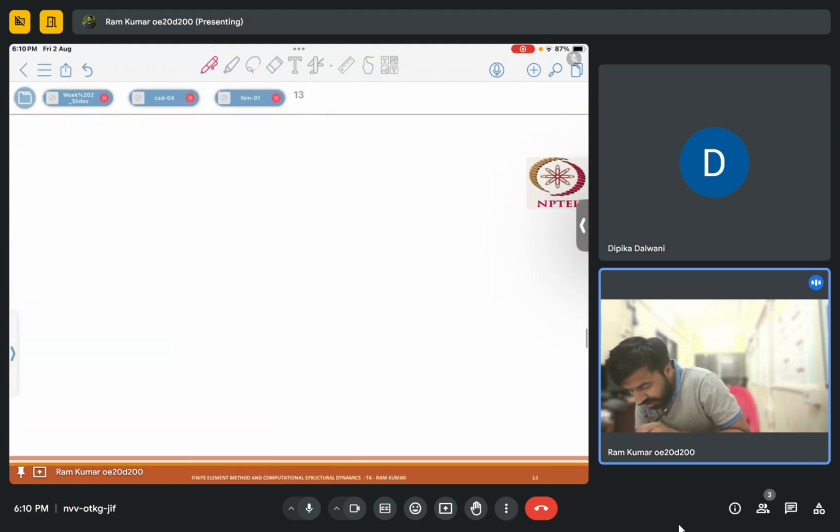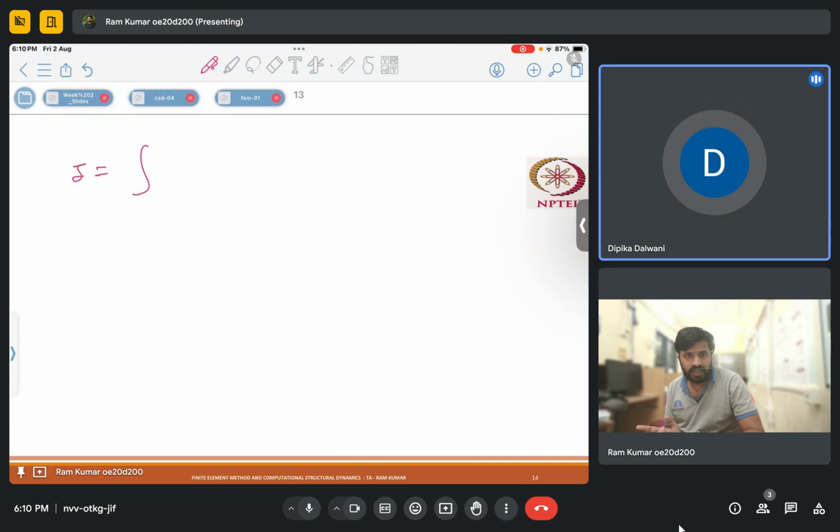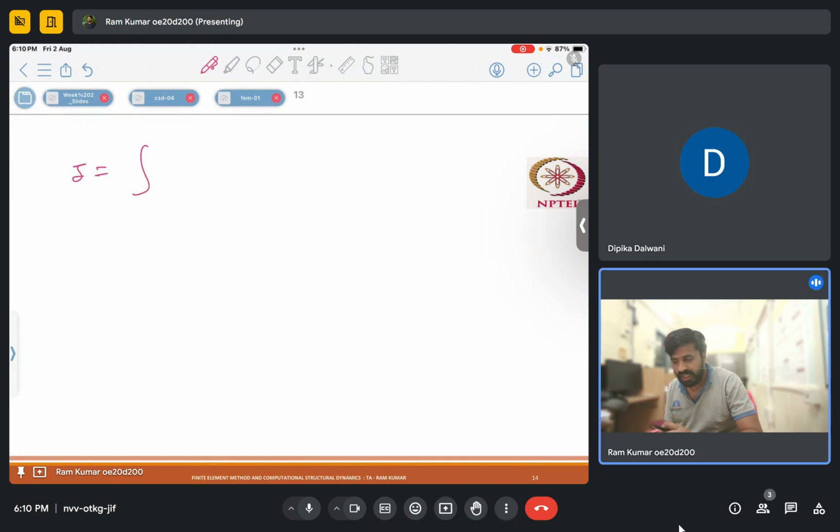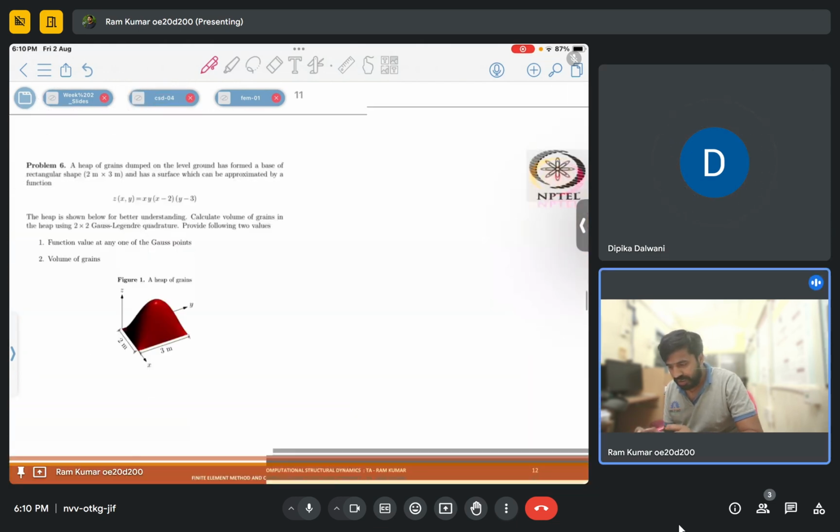First, integration I equal to. So last time I discussed how to change that limit, right? Minus 1 to 1. You remember that, right? Okay, so just try this question.